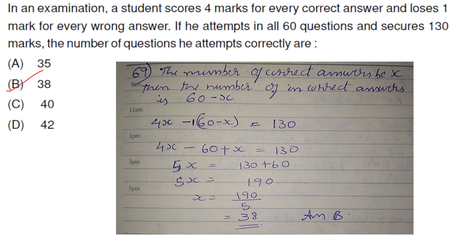Then in an examination, a student scores 4 marks for every correct answer and loses 1 mark for every wrong answer. If he attempts in all 60 questions and secures 130 marks, the number of questions he attempts correctly are. So the number of correct answers be x. Then the number of incorrect answers will be 60 minus x. So 4x minus 1 into 60 minus x is equal to 130. Solve the equation. You will get answer B as 38. Option B, that is 38.